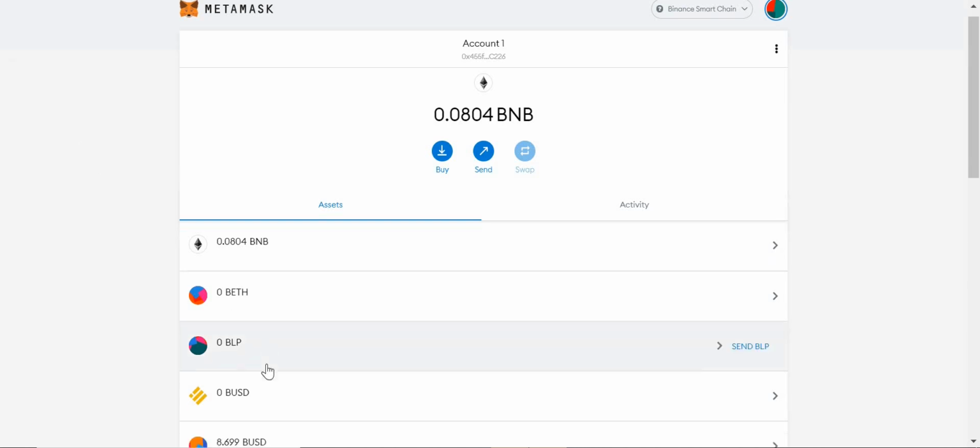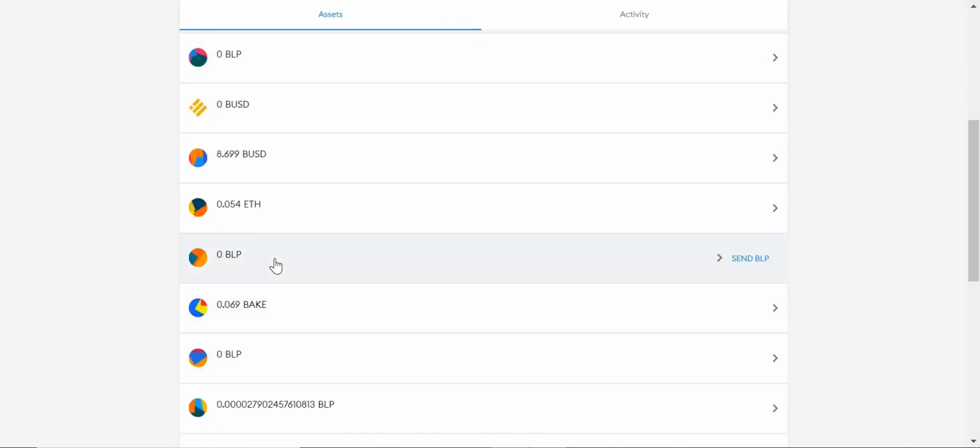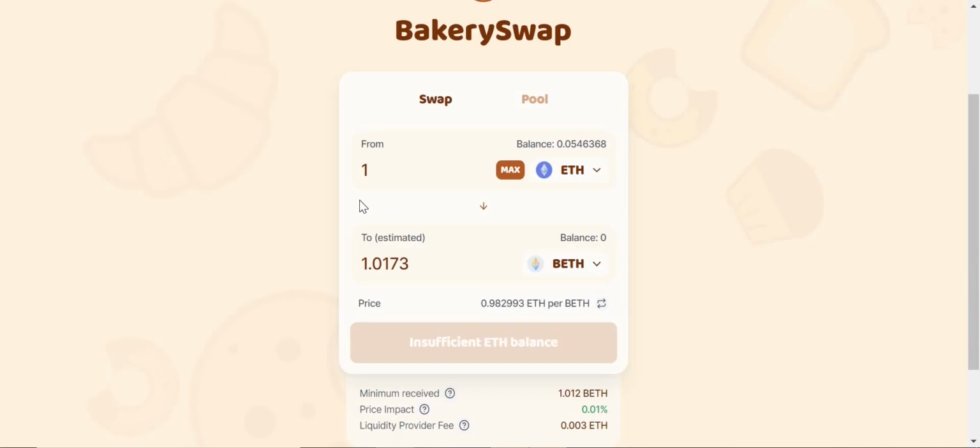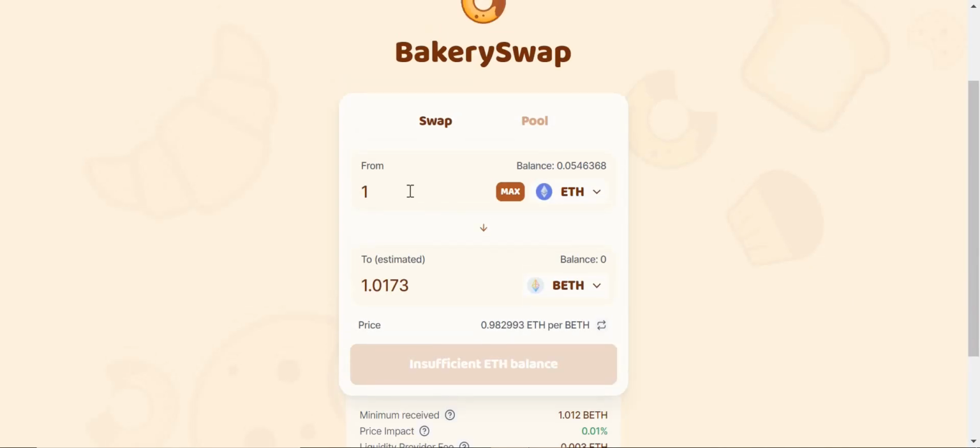So here we are in my MetaMask wallet, and that Ethereum I sent has arrived. I just need to put in my verification code. So it's arrived. It's pretty quick on the Binance Smart Chain, much faster than the Ethereum network, as you probably already know. So my 0.54 ETH has arrived. There we go. So what I'm going to do, head over to Bakery Swap. Yep. So I already had it pre-populated there.